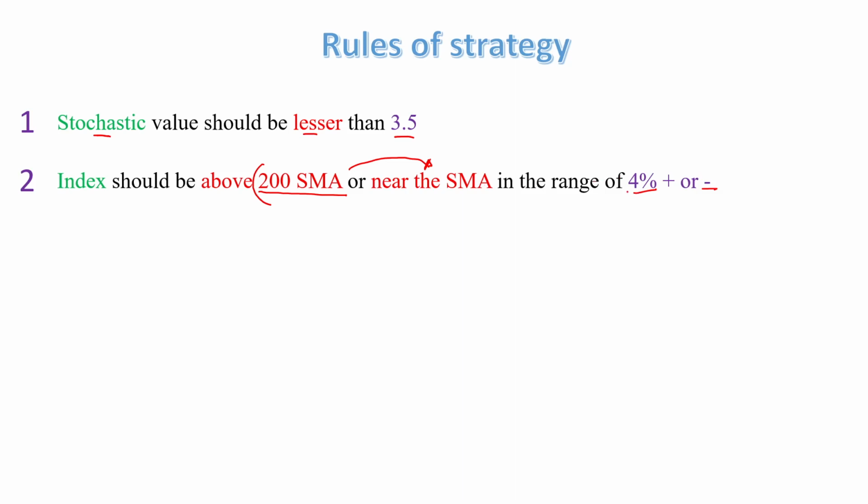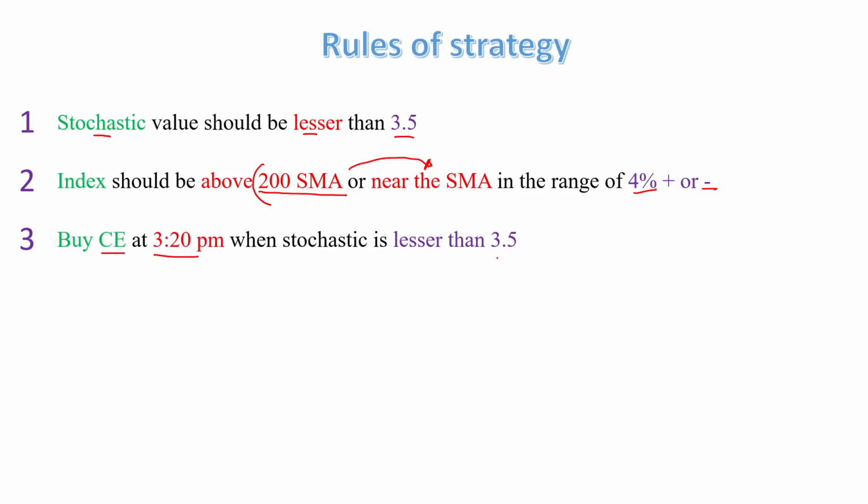So just keep these things in mind. The third rule says that you have to buy a call option at 3:20 p.m. when the stochastic is lesser than 3.5. So let's assume you found a day where the value of stochastic has gone below 3.5 on the daily time frame. On that day, you have to patiently wait till 3:20 p.m., just before the market closes, and then go and buy a call option.